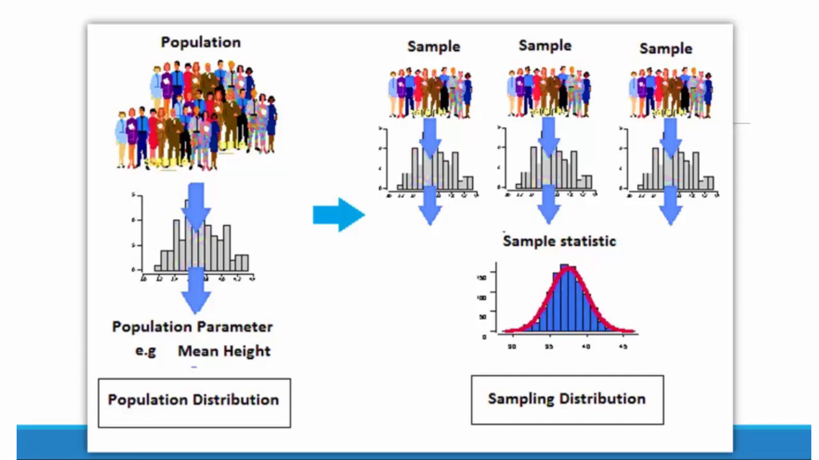The population distribution is a probability distribution of a population parameter, while the sampling distribution is a probability distribution of a sample statistic. Let's not get confused between statistic and parameter. Statistic is, for example, the sample mean, while parameter is, for example, the population mean. So when you use the word population, you make sure that you use the word parameter with it, while when you use sample, use the word statistic with it.